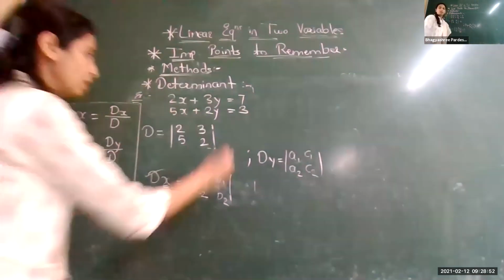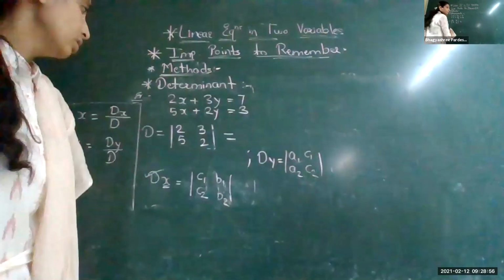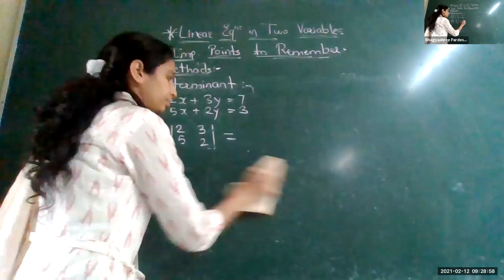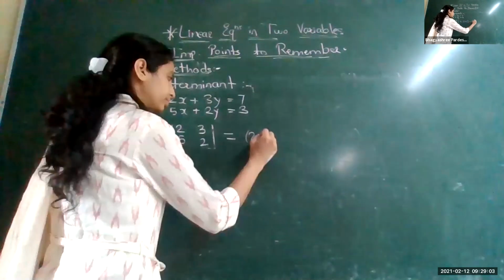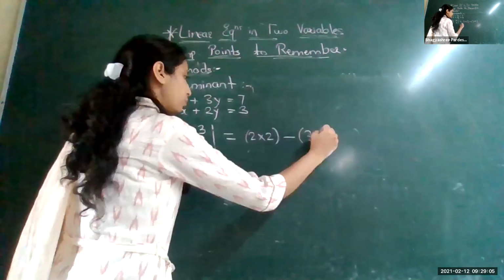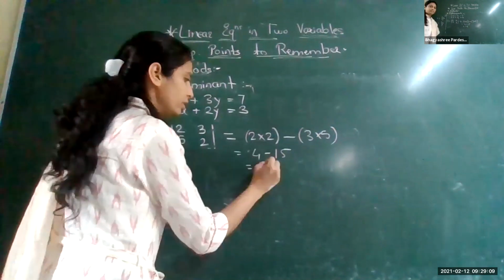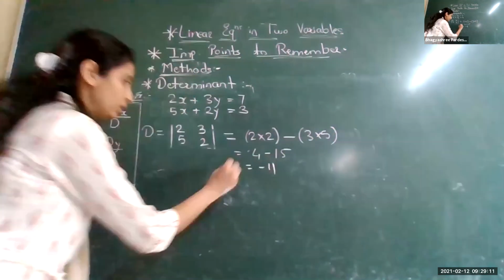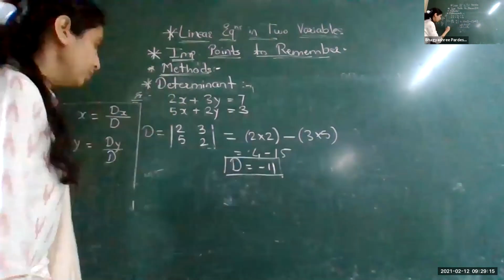Now let's solve this one. Who will solve this one? 2 2s are 4 and 5 3s are 15. This is minus 3 into 5. So this is 4 minus 15. So we got this is equal to minus 11. Here, first you are done with d. Now dx.